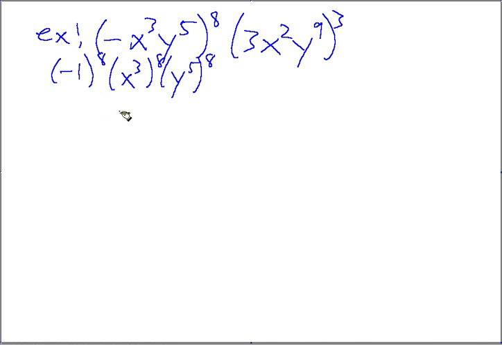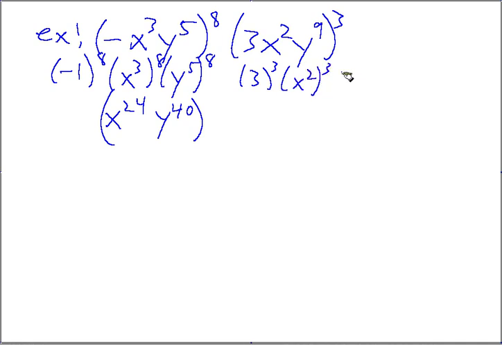X cubed to the 8th, that's x to the what? 24th. All right. Power to a power, you multiply the powers. Y to the 5th to the 8th, 5 times 8, 40. So y to the what? 40. Okay. So that's the answer to the first exponential expression. Let me put in parentheses because I still need to multiply to that. All right. Now let me figure this out. So that's going to be what? 3 cubed. That'll be x squared cubed, and y to the 9th cubed.